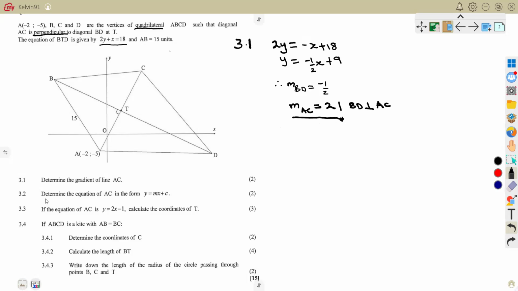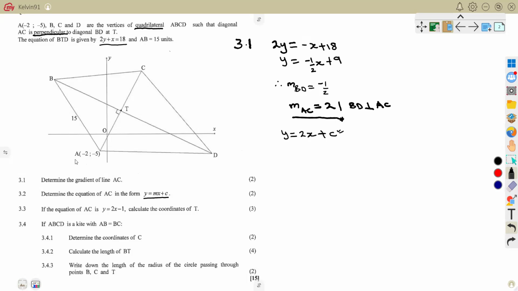Then the next question says determine the equation of AC. So AC is a straight line. To get the equation of a straight line, we need the gradient, which we just calculated, and a point, which we are given there, the point A. So our y is equal to mx plus c, but we already established that the gradient of AC is 2. So 2x plus c.